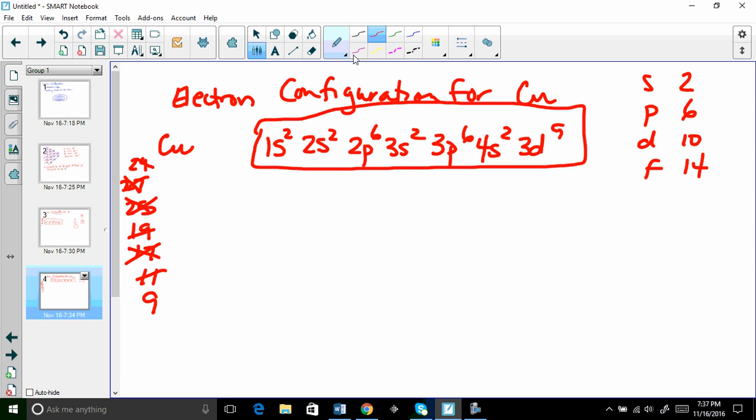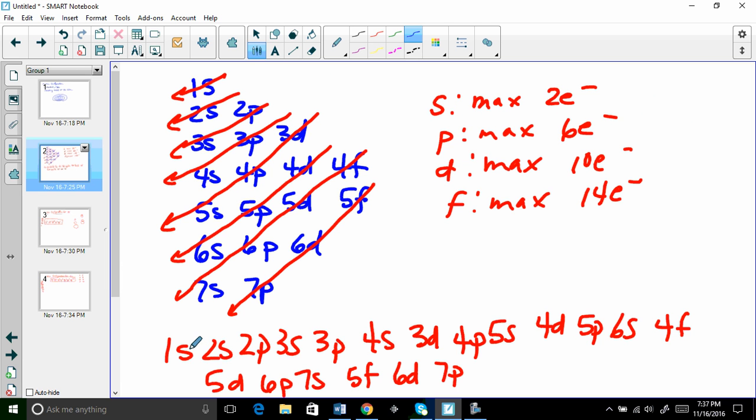And notice, I'm going to switch colors. I want you to notice that 3s fills, then 3p, but then not 3d. 4s fills before 3d, and that's why you need the diagonal rule. They don't fill in order. It would be much easier if all the 1s filled, and then all the 2s filled, and then all the 3s filled, and then all the 4s filled, but that's not what happens. It goes 1s, 2s, 2p, 3s, 3p, 4s, 3d, 4p, 5s, 4d, 5p. It's very confusing. That's why you need that.